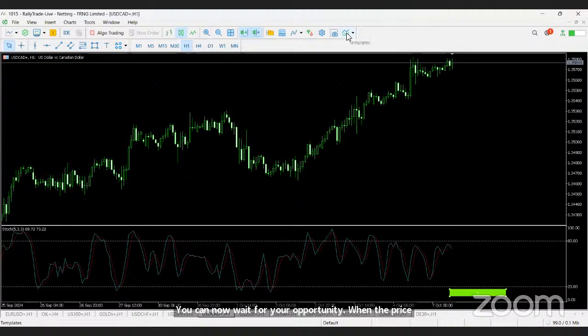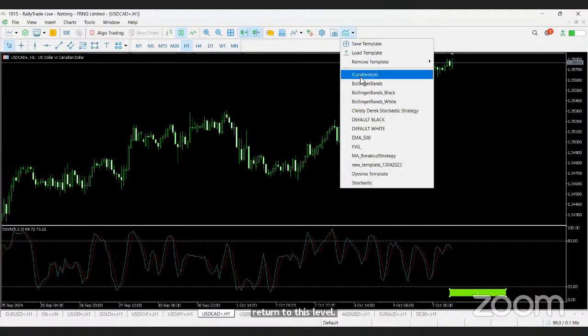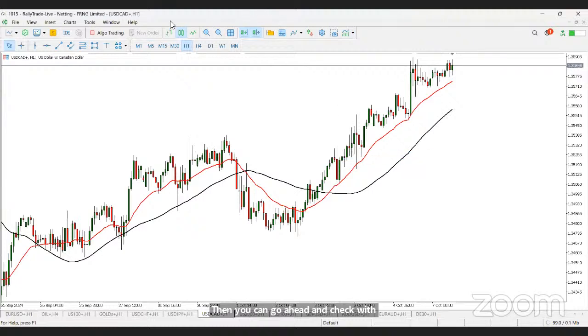And if you don't use this indicator, then you can go ahead and check with this one. It's another good one. And with this one now, because the price has been respecting this small moving average, this one is the 21 period. The price has been respecting it, so you can see that the price has been bouncing off on these levels. But the price has yet to return to the big one. This is the big one, the black one.